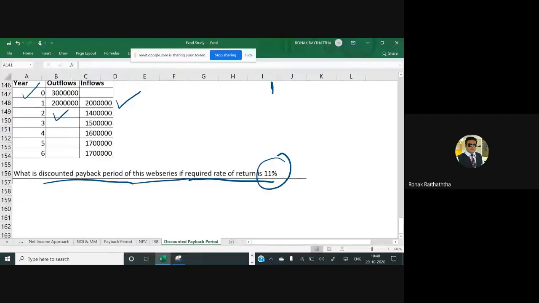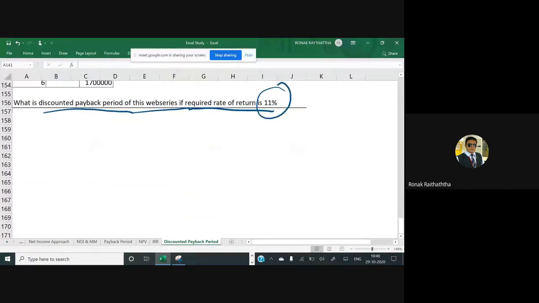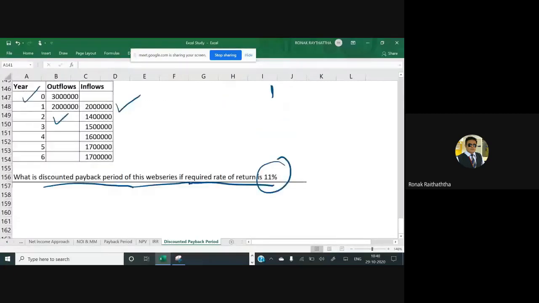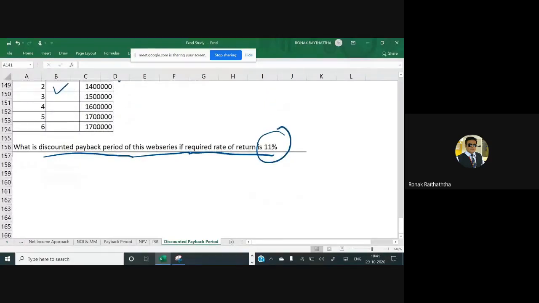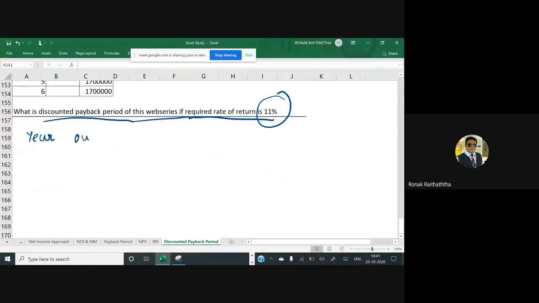Let's move this further and then we'll see how it is different from the payback period and how the answers would be different. The analytical part would be covered later on. What are the columns we are going to prepare? Let's put the first one as the year. Then we would have outflows. Everyone would start doing it along with me.